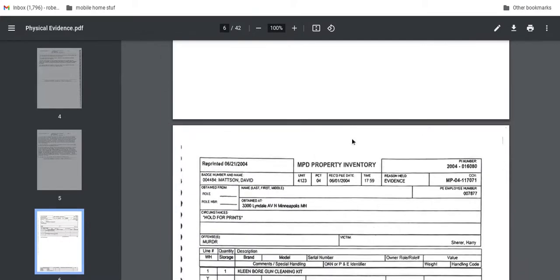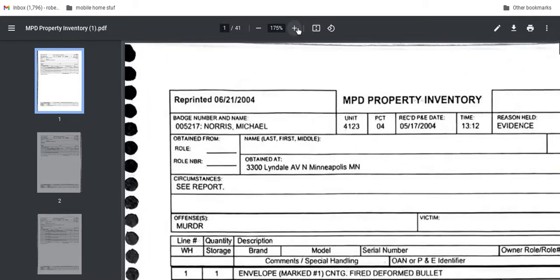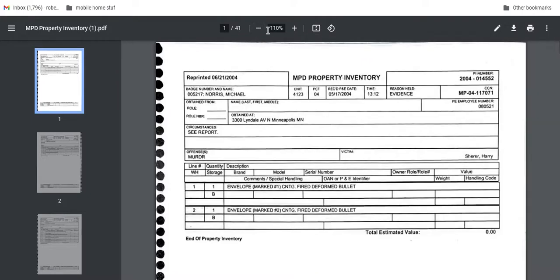Now, before I get to this, I'm going to go ahead and scroll over here to this property inventory. This is everything that they had for the case. Okay, on here, let me zoom in. You have the date right here that it was received, who found it or processed it, turned it into evidence, basically. The PI number, you have their badge number and stuff like that as well.